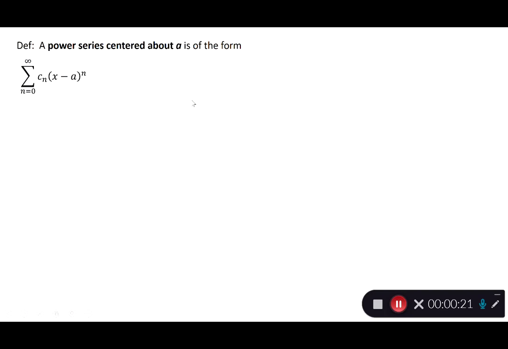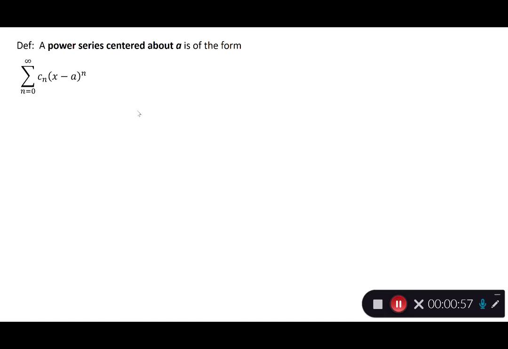What's a power series? The definition is something like: a power series centered about a is of the form sigma n equals 0 to infinity c sub n times x minus a to the n. So this is the nice sigma notation version of that power series, right? So let's ask ourselves, could we just expand this out and write term by term, something plus something, and so on?